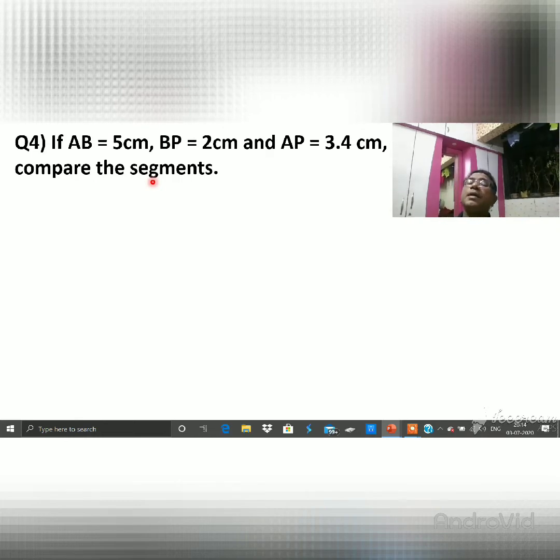Suppose Ramesh gets 90 marks, Suresh gets 95 marks, and Samir gets 70 marks. So who gets greater marks? The one who gets the maximum number gets greater marks. In such a way, here, whose length is greater, that segment is greater. So AB is equal to 5, BP is equal to 2, and AP is equal to 3.4. Which number is greatest here? 5. So AB is the greatest. Then which number after 5? AP. And after that BP. So that is called compare.